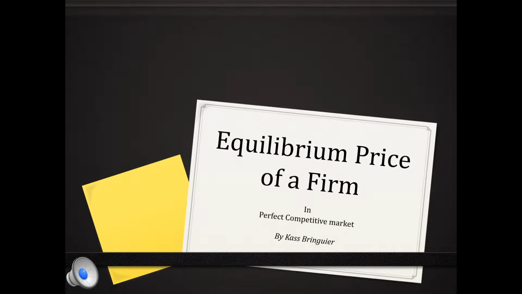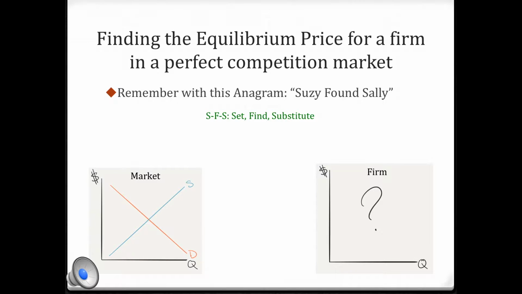Today we're going to learn about equilibrium price of a firm in a perfectly competitive market. A good way to remember how to find a firm's equilibrium price in a perfectly competitive market is to remember this anagram. Susie found Sally. SFS. Set, find, substitute.